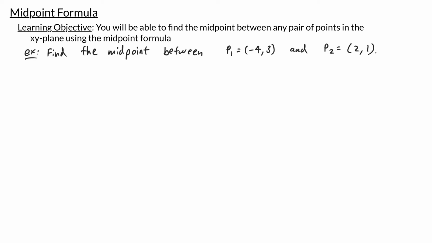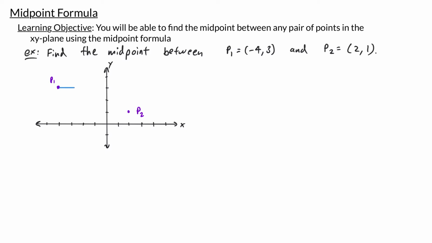So in this example, we want to find the midpoint between P1 and P2, where P1 has coordinates -4, 3, and P2 has coordinates 2, 1. Let's start by plotting our points. P1 has coordinates -4, 3, so it's about here. P2 has coordinates 2, 1, so it's about here. Before we start thinking about the midpoint, let's just think, how many units do I have to travel horizontally and vertically to get from P1 to P2?